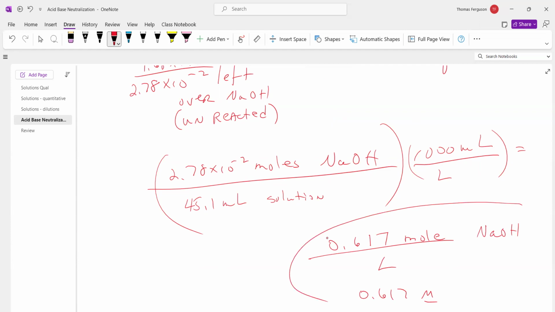Our final concentration is going to be a sodium hydroxide solution concentration. First, we have to figure out which we had more of, sodium hydroxide or acid. Then whatever there is the least of is going to be totally consumed. And then what's left over is going to dominate. So we take the leftover amount and divide by the volume to get the concentration.